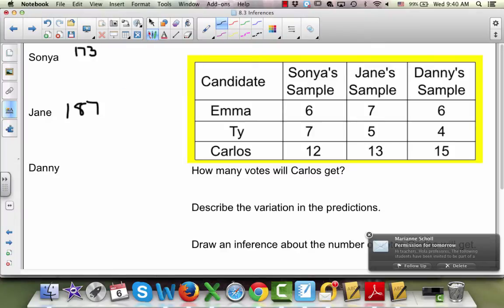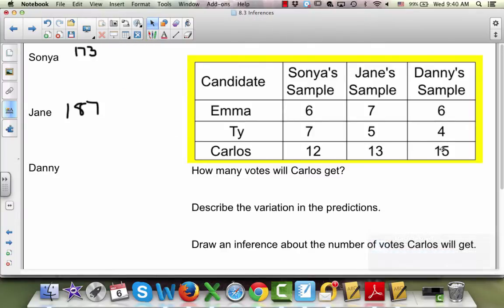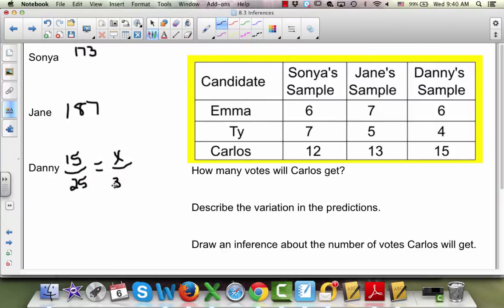All right, so now we've got Danny's sample has 15 votes for Carlos. So we'll come over here and we'll put 15 over 25 equals how many votes out of 360? We go 25 times x, and we go 360 times 15, and that gives us 5,400.